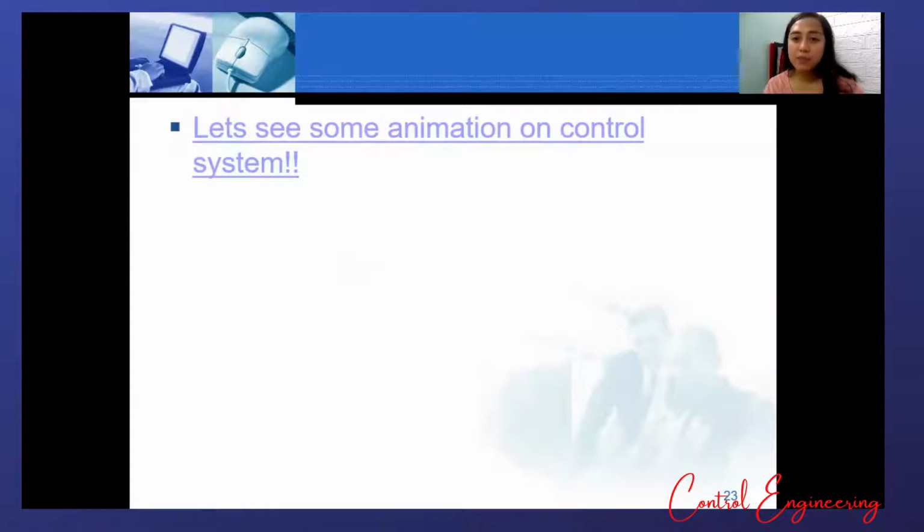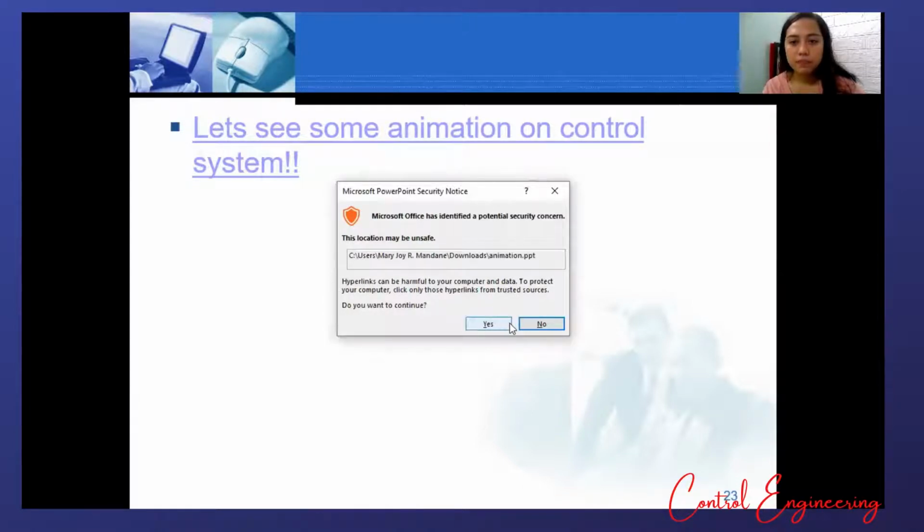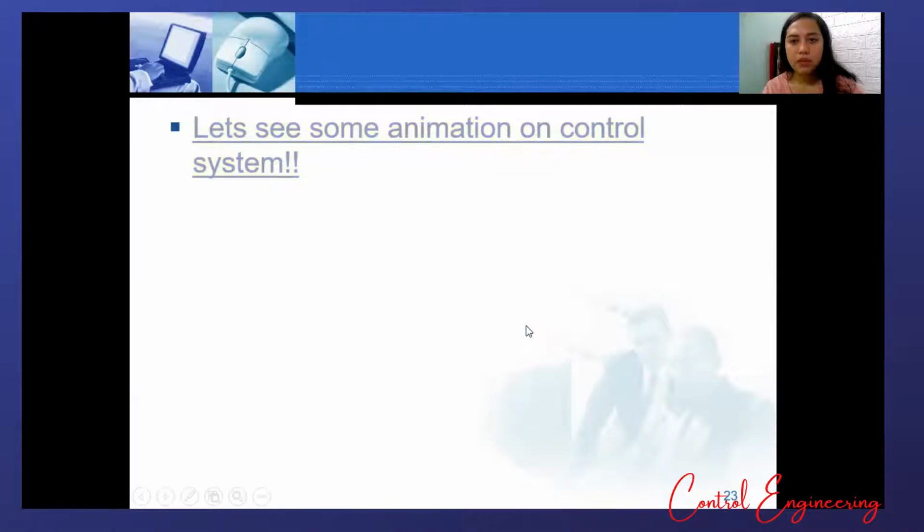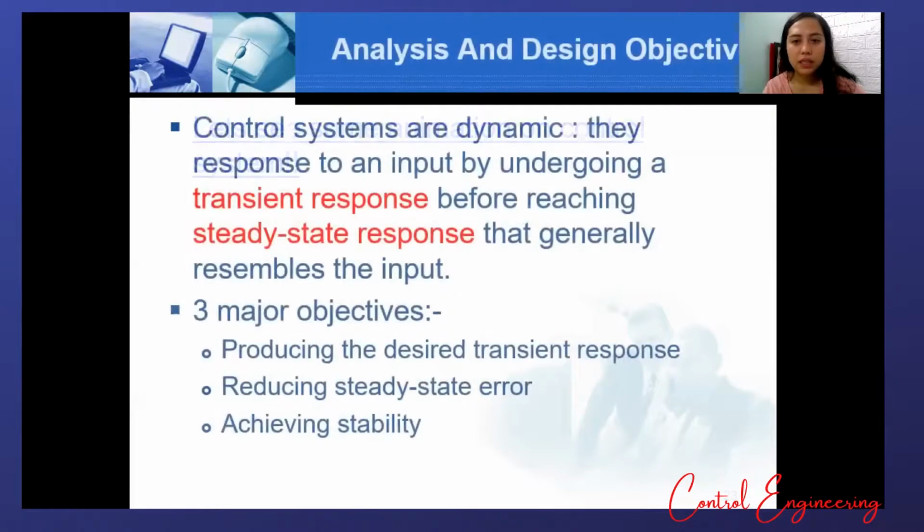So, let's see some animation on control system. Okay, so sorry, hindi natin makikita.